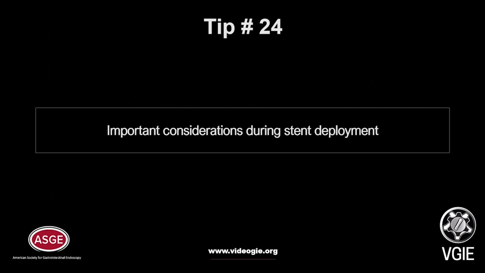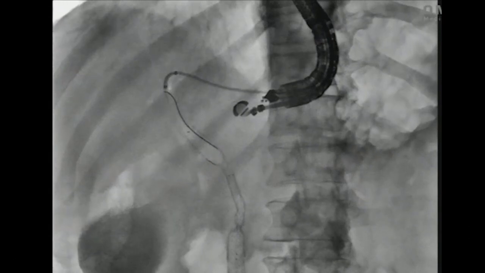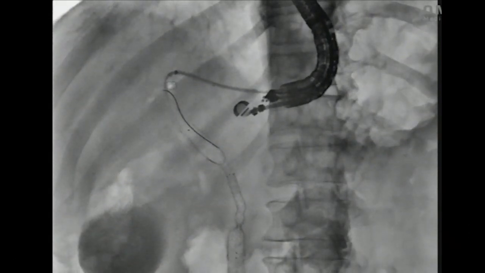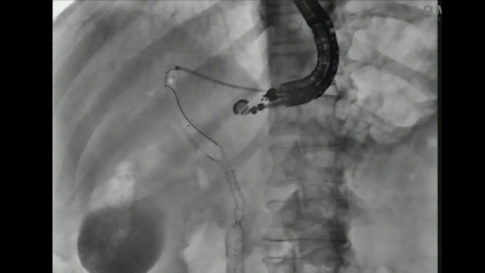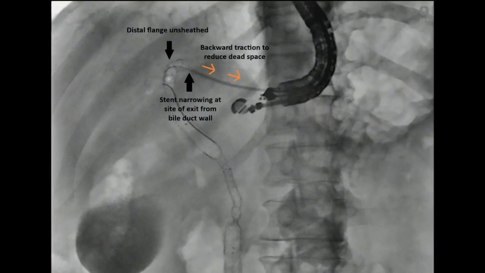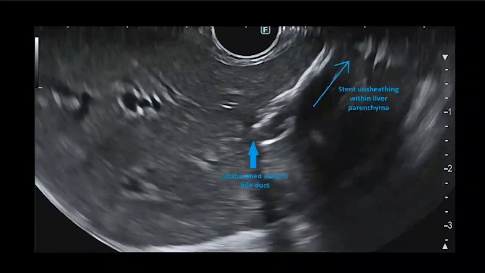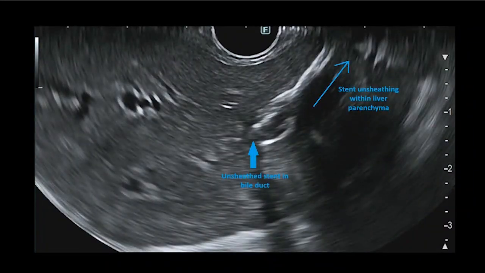Important considerations during stent deployment. As the proximal flange deploys, it is common to visualize a first point of narrowing that represents the location where the stent exits the intrahepatic biliary tree. With the proximal flange anchored in place, the stent should be pulled slightly backward for the remainder of the deployment. This maneuver will pull the liver even further towards the gastric wall. Continue to deploy the stent while maintaining the distal flange in a steady position.